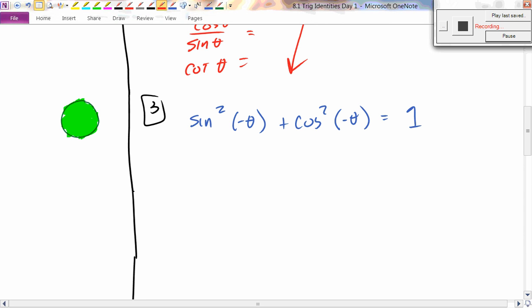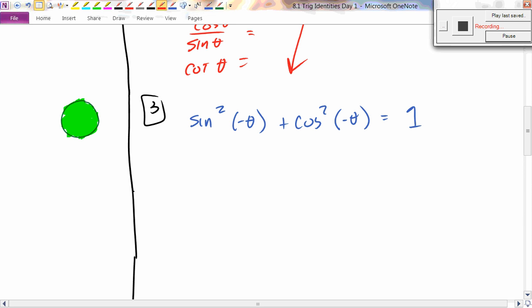Big green circle. Now, this one says the sine squared of negative theta plus the cosine squared of negative theta is equal to 1. Okay, so we're probably going to be using which of the 2 identities combined together. Can anybody have any guesses on the toolkit? Pythagorean and even and odd. Beautiful work, okay? We're going to use the Pythagorean and even and odd properties.